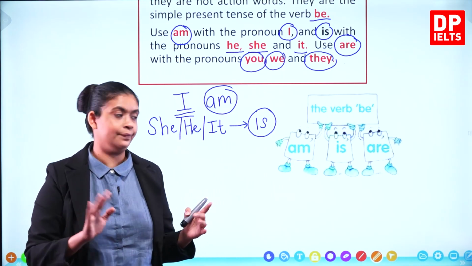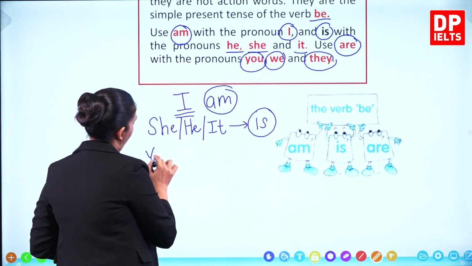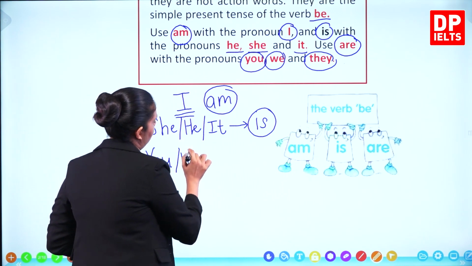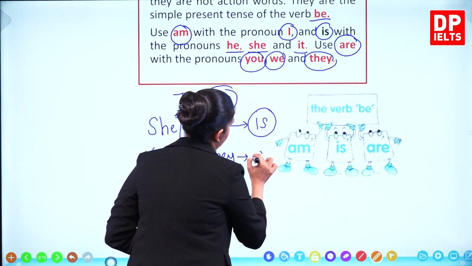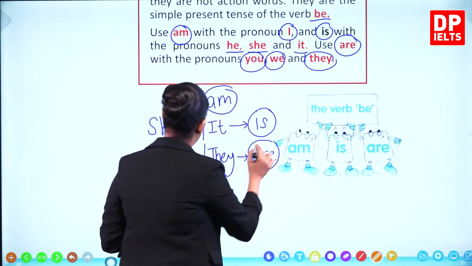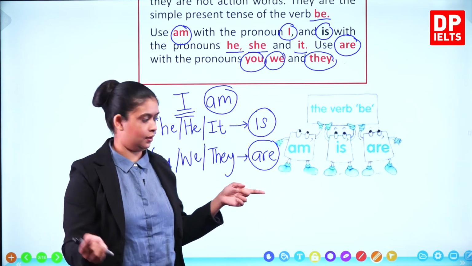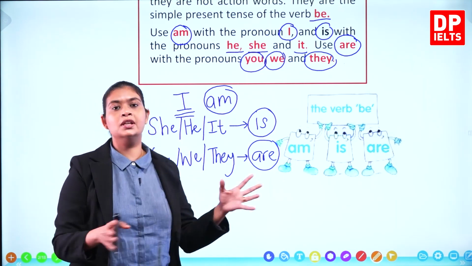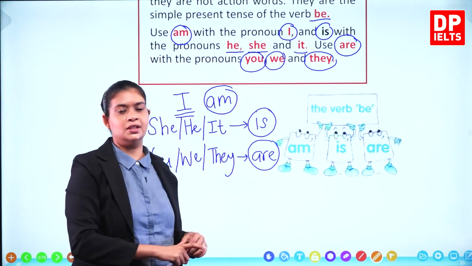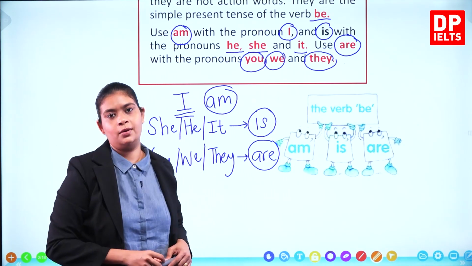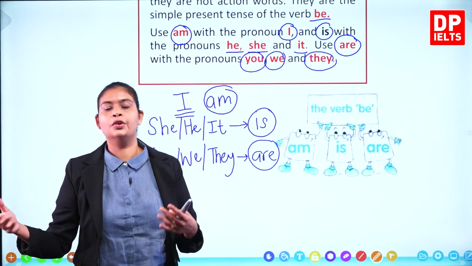Right? So you can say you are, we are, they are. Right? You are a good girl. We are good girls. They are good girls. My friends and I are good friends.